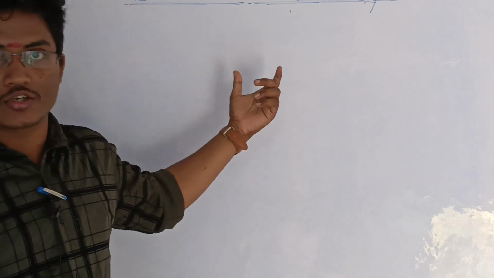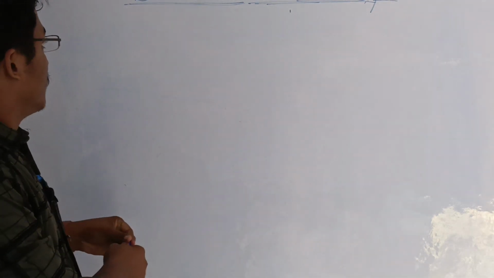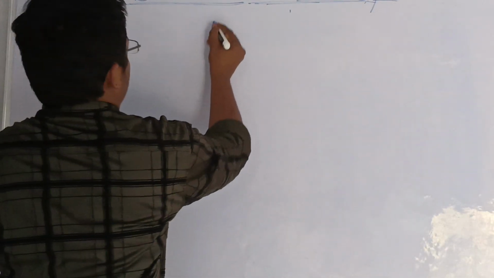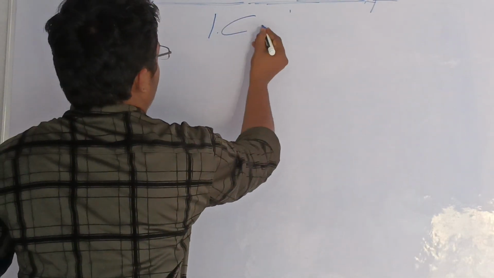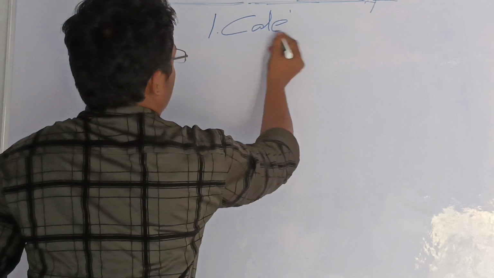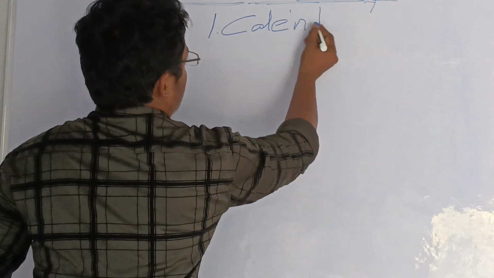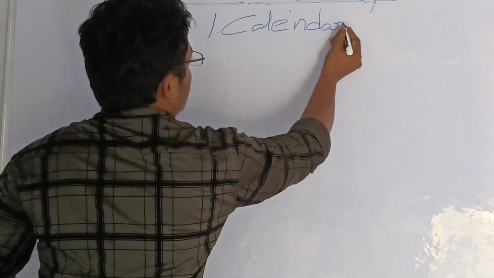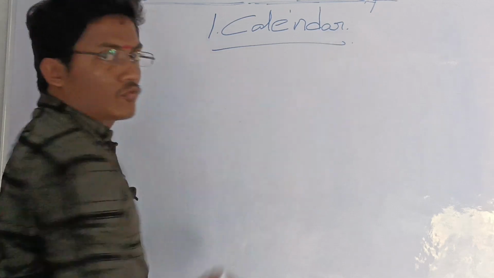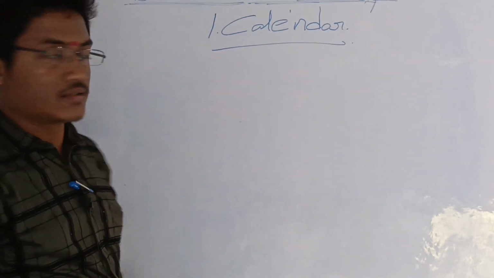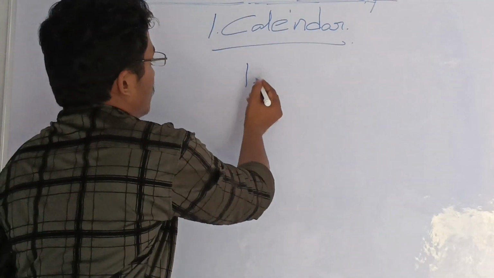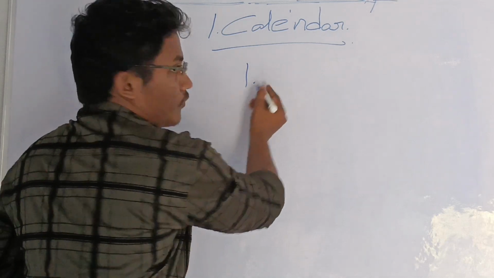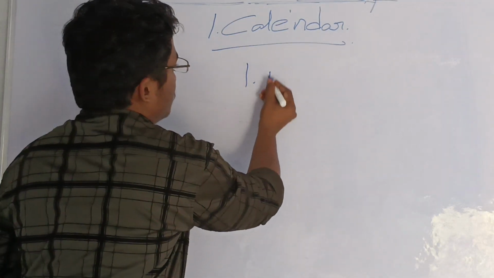So today I will discuss calendar from the reasoning and arithmetic topic. In calendar we can expect three types of questions. In the first type, they will give a date and we have to find the weekday of that date.